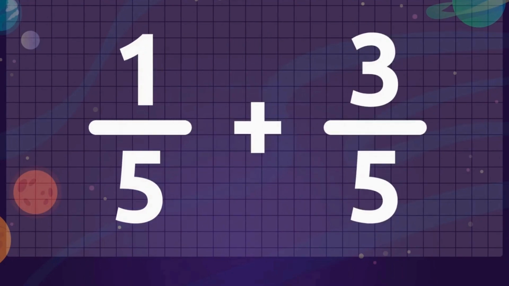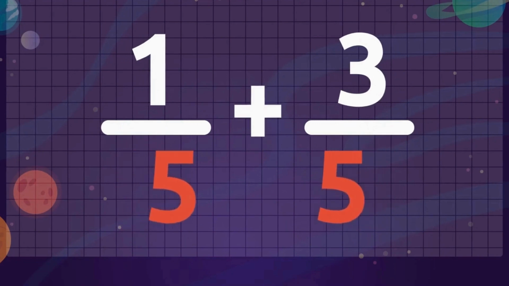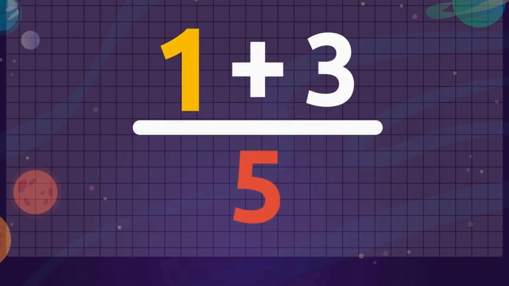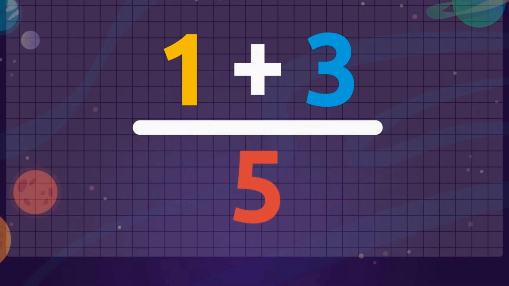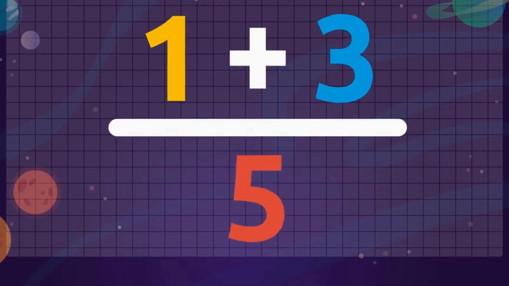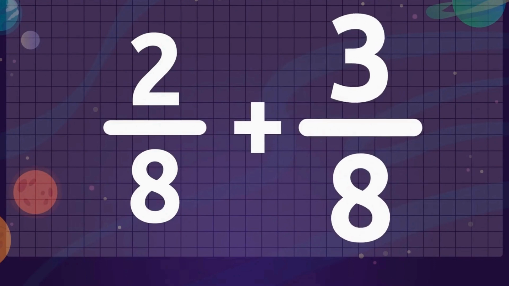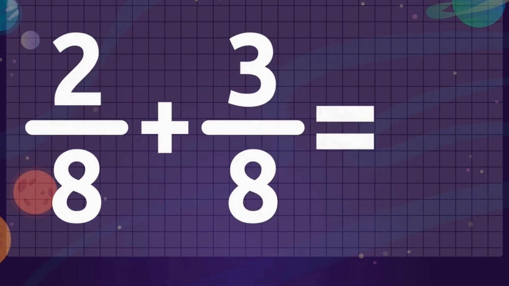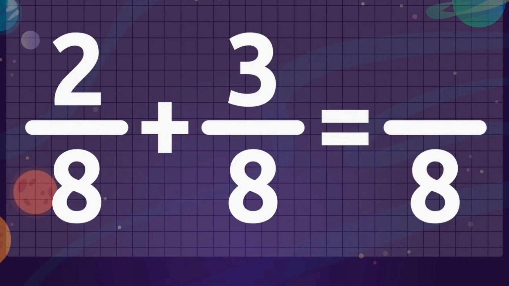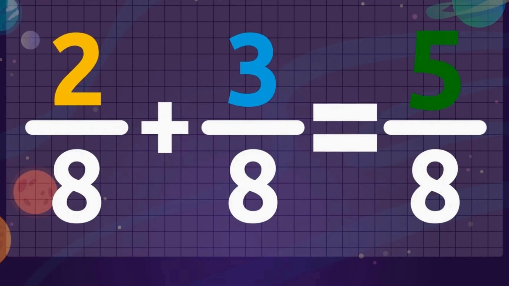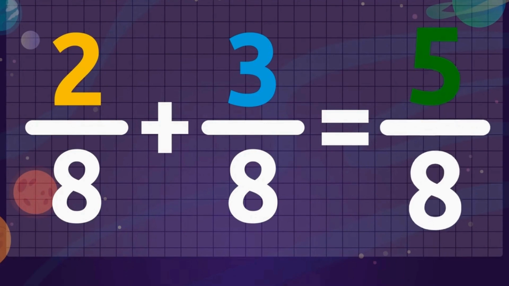To add fractions with the same denominator, we leave the common denominator and add the numerators. It's very simple. Let's see an example. To add 2 over 8 plus 3 over 8, we leave the common denominator, in this case it's number 8, and we add the numerators, that is 2 plus 3, which equals 5. This result, number 5, will be the numerator. The result is 5 over 8.